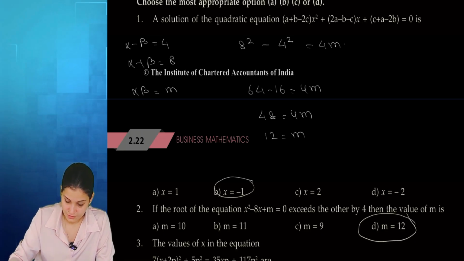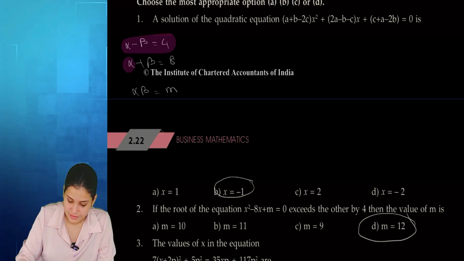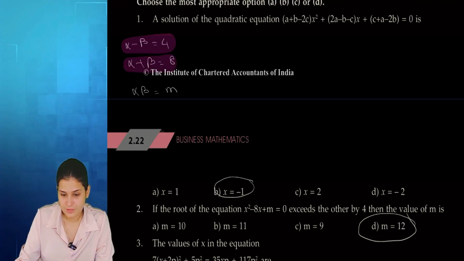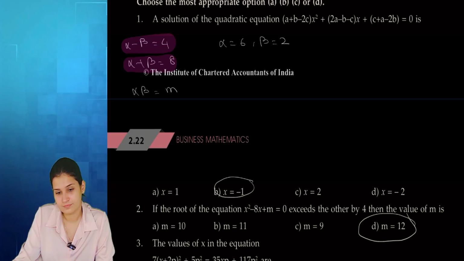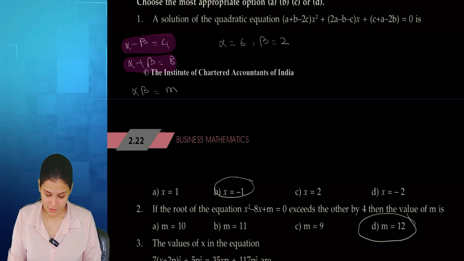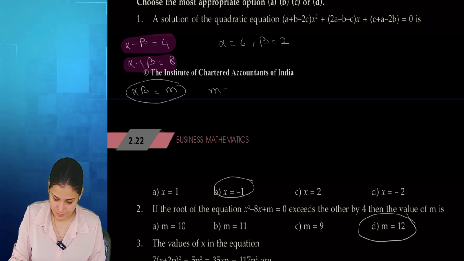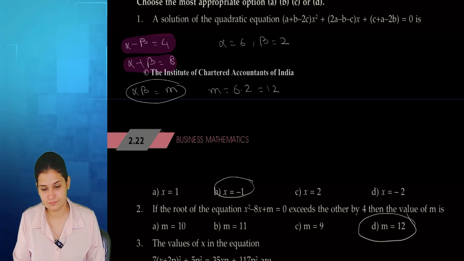What another student suggested right now is, if we look at these two equations, we get alpha equal to 6 and beta equal to 2. Do you agree? Yes, ma'am. Automatically this will be 6 into 2, 12. Easier way out, even smaller.